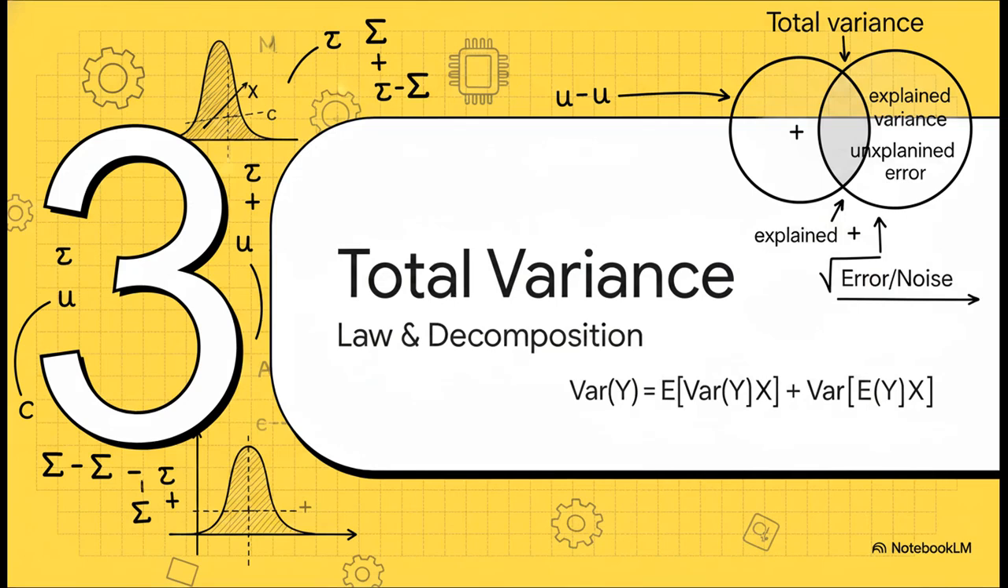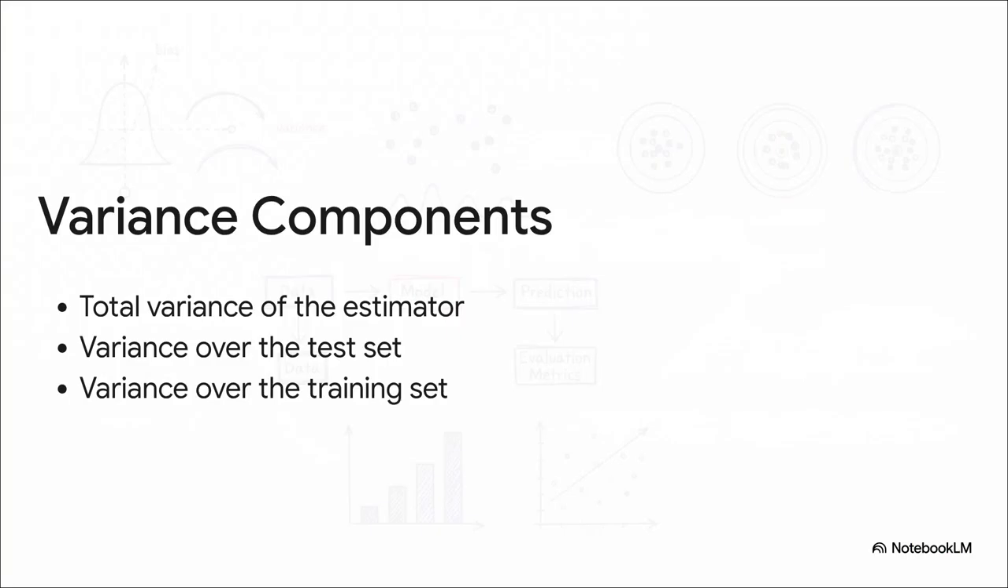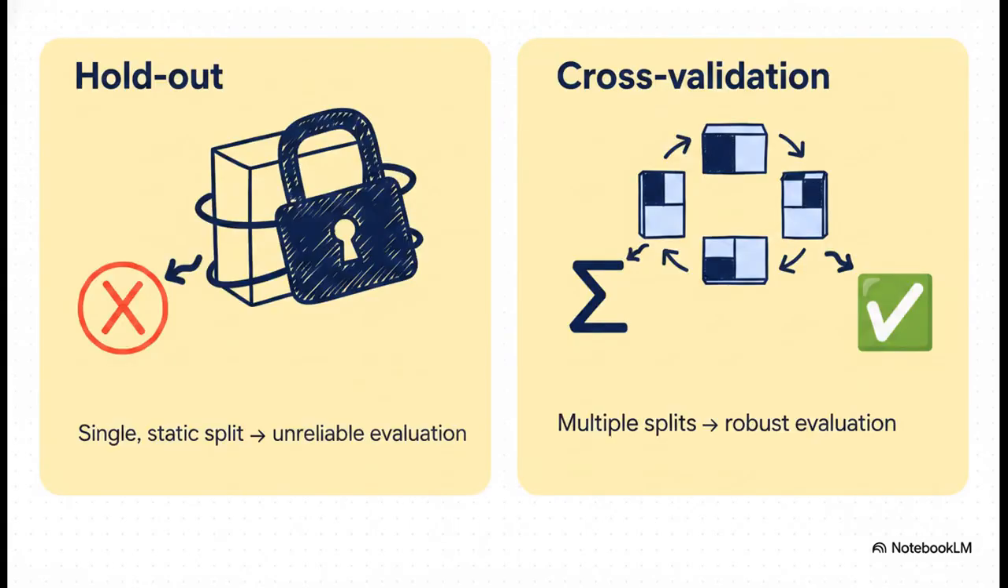Let's tackle Section 3, the Law of Total Variance. When we look at the formal decomposition of total variance to see exactly where our error comes from, it splits cleanly into two nested components. First, we have the expected variance over the test set, given a fixed training set. Second, we add the variance over the training set itself of the expected test result. We have to account for the noise in drawing the test data and, equally importantly, the noise in drawing the training data. This brings us to a massive realization about consistency.